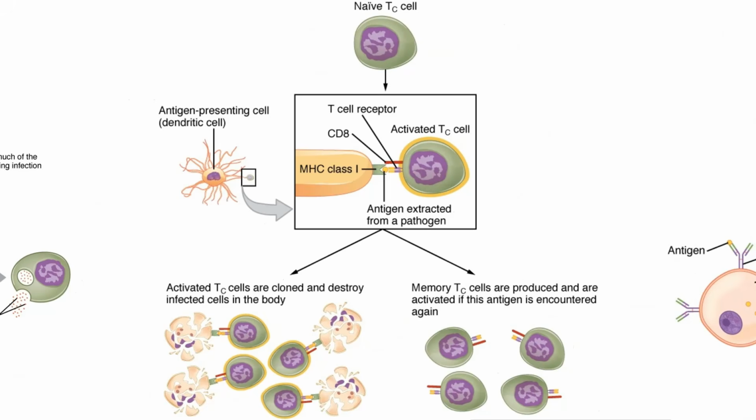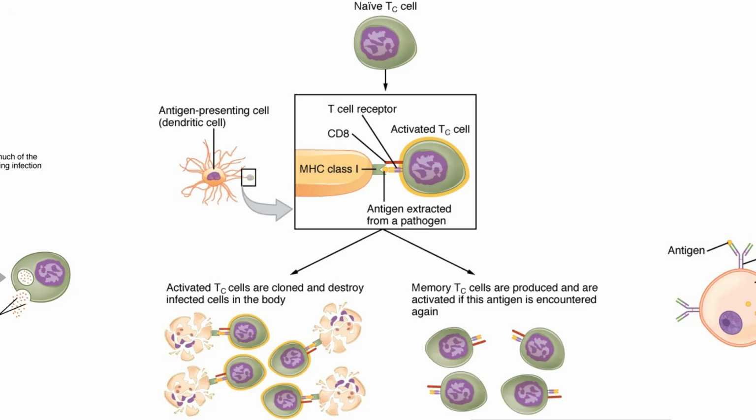CD8 positive cells, which are going to become cytotoxic T cells, interact with antigen-presenting cells that present with MHC type 1, and they have their T cell receptor that recognizes the antigen. Now again, CD8 recognizes only MHC class 1, and then the T cell receptor recognizes the antigen. Those two things have to happen for activation to take place.